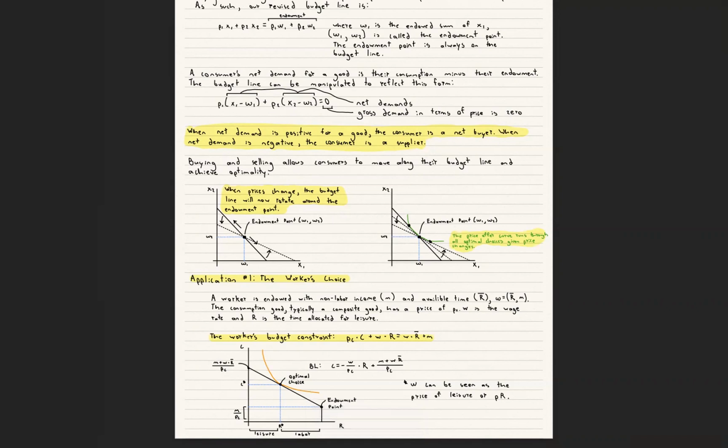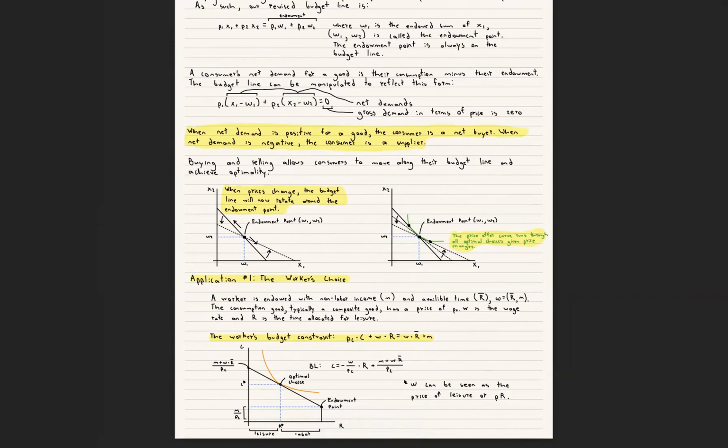So if we're looking at possible applications that you could see in your exam, the worker's choice one is a very popular one. Basically, this is an example where a worker is endowed with a non-labor income M and available time R bar, where W is a function of R bar and M. The consumption good, typically a composite good, has a price of P1, W is the wage rate, and R is the time allocated for leisure.